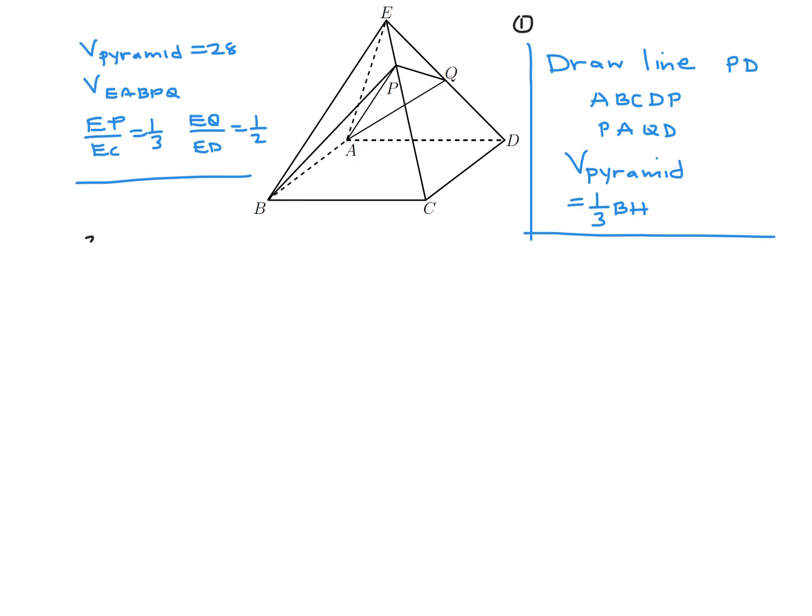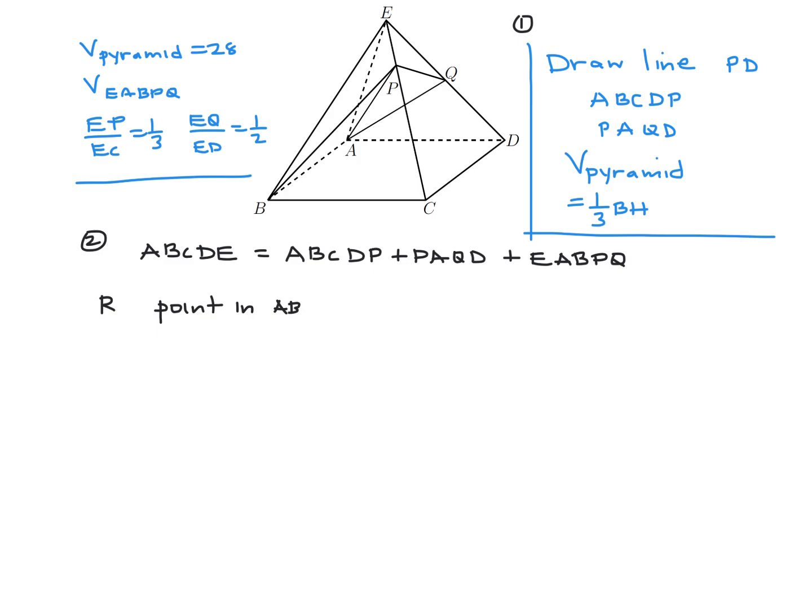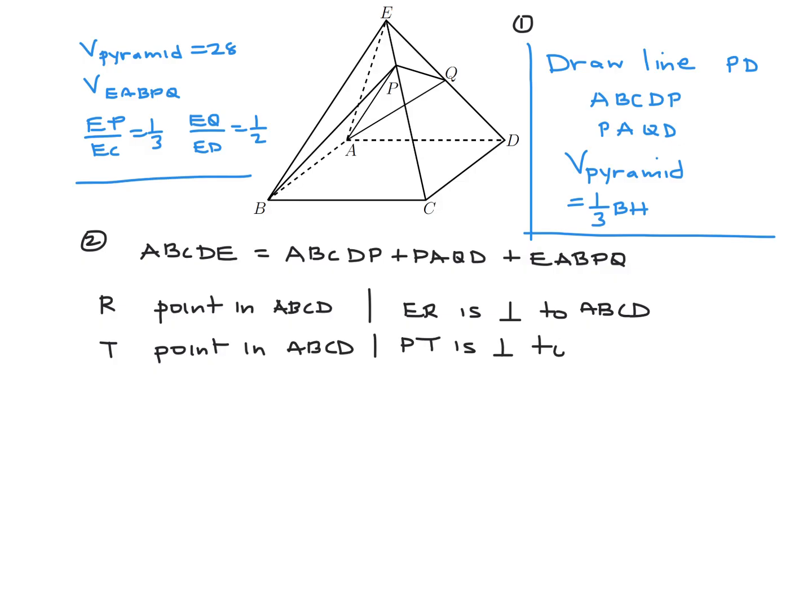Part 1. Now part 2 is we're going to look at A, B, C, D, E. That big guy is actually A, B, C, D, P plus P, A, Q, D plus E, A, B, P, Q. And then we have a point R in A, B, C, D, such that ER is perpendicular to A, B, C, D. And then we have another point T in A, B, C, D, such that PT is perpendicular to A, B, C, D.